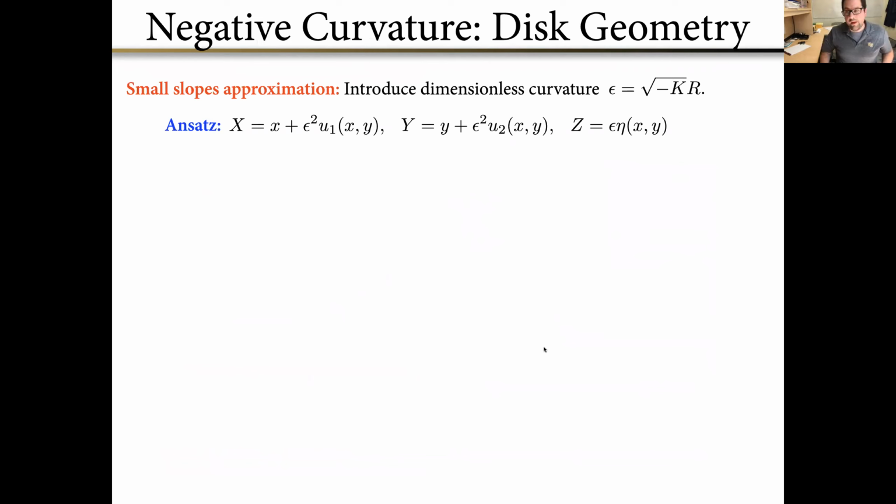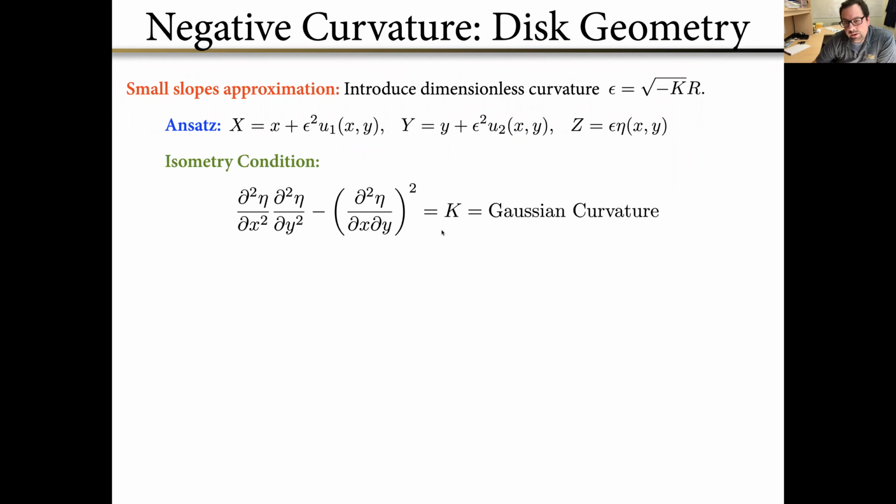So I'm going to go through a rough idea of how we can actually resolve this issue. And the key idea is to take some of the concepts from origami and see how we can generalize them to hyperbolic geometry. So if I actually want to solve the isometry equations, to lowest order, the equation is a Monge-Ampere partial differential equation.